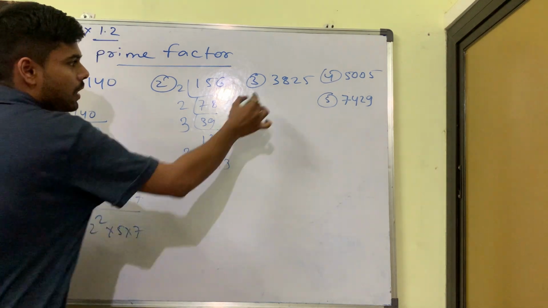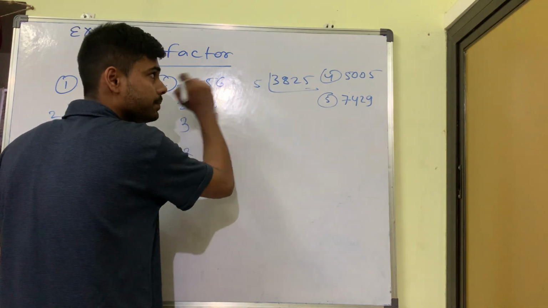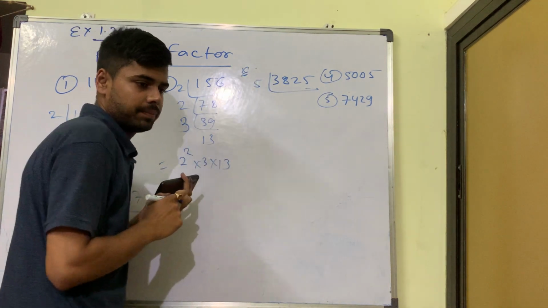Any doubts? No. The last digit is 5, bacha, so it automatically divides by 5. So, keep 5 here, if I want to solve this number.